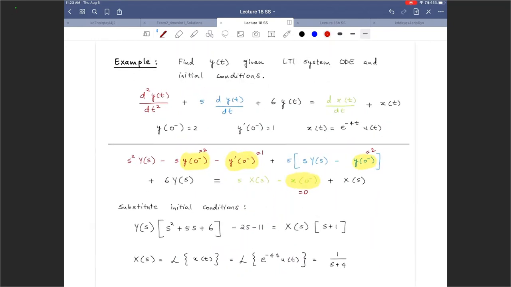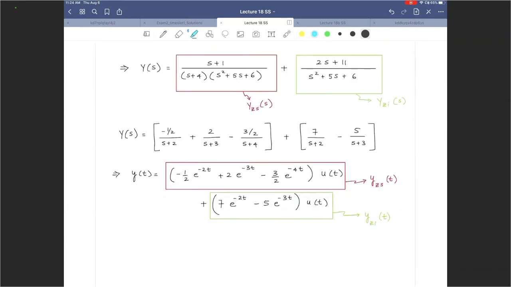Substitute the initial conditions, plug and play, combine the Y of s terms on the left side, combine the terms on the right side with X of s. Find the Laplace transform of x of t. e raised to minus 4t u of t is 1 divided by s plus 4. So plug that in here, and write Y of s as two separate terms.